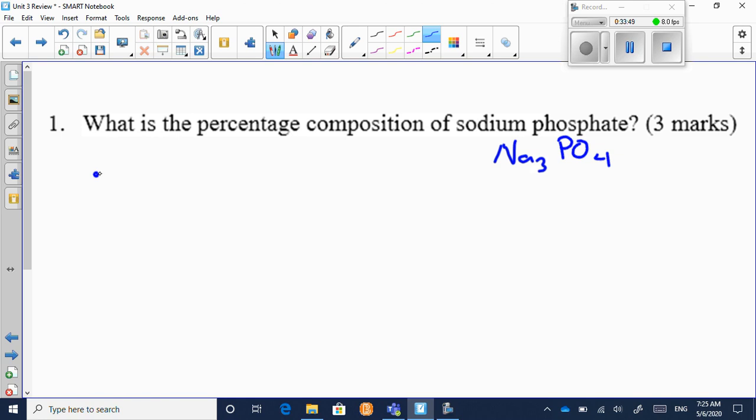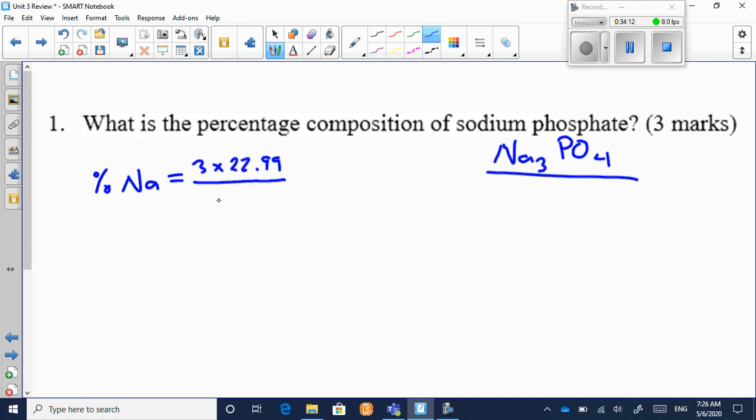And so here we go. The percentage of sodium is going to be equal to the amount of sodium within this. So it's the mass of the element sodium. So it's going to be 3 times 22.99. I got that from the periodic table, divided by the molar mass of the whole thing.